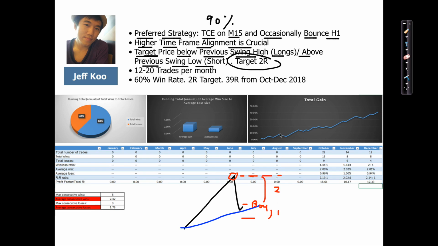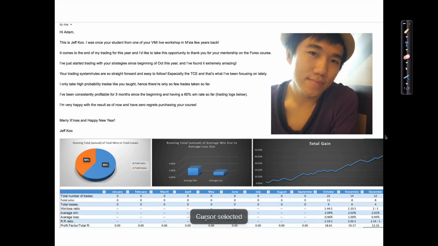Because of that, notice that he doesn't take that many trades. He only takes 12 to 20 trades a month. In October, he only took 22 trades. In November, he took 14. And in December, he took 12 trades. So he doesn't even trade every day. On certain days you notice there are many trades, but he doesn't take them because they don't give him 1:2. So he's pretty selective with his trades, and that's his style.